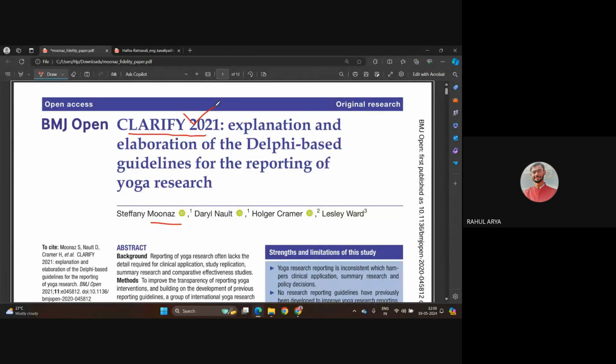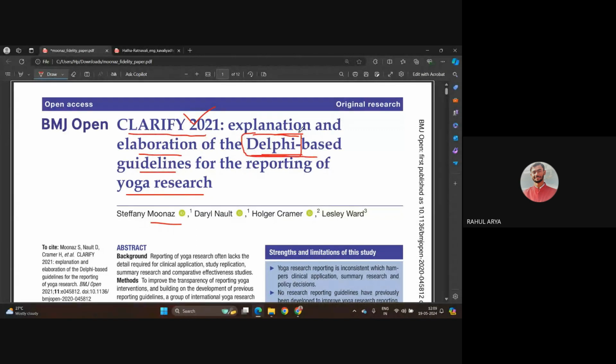It is that kind of checklist whose main objective is to maintain the quality of yoga intervention related research, yoga research. It is the Delphi 2021 explanation and elaboration of the Delphi based guidelines for the reporting of yoga research. Delphi based. Delphi is an important word here.